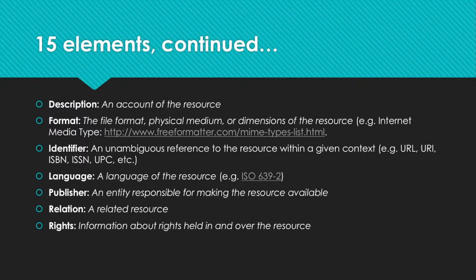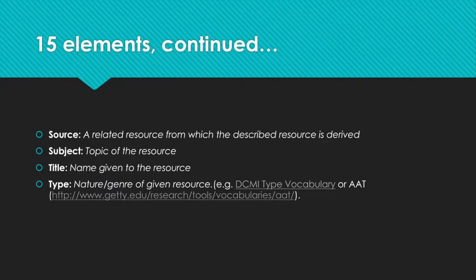So a source is a related resource from which the described resource is derived. A subject is the topic of the resource. The title is the name given to the resource, and the type is the nature or genre of a given resource. So as you can see even from this slide, title in this list of elements is actually given towards the end of the list, but would often appear first. So you can see that I've given a couple of examples of how you can determine the type or genre of a given resource.